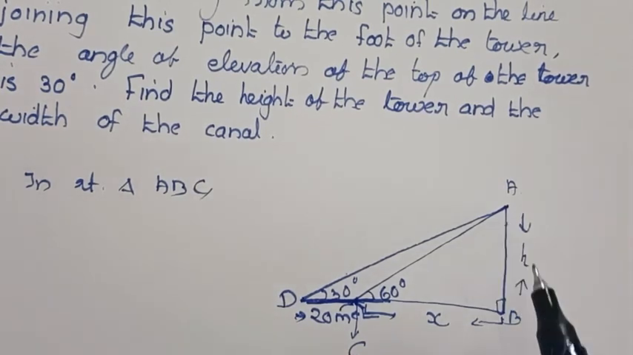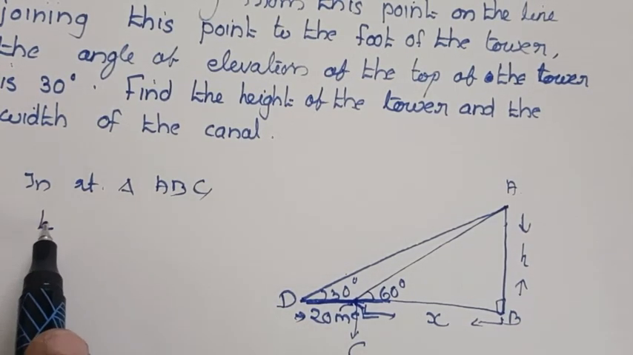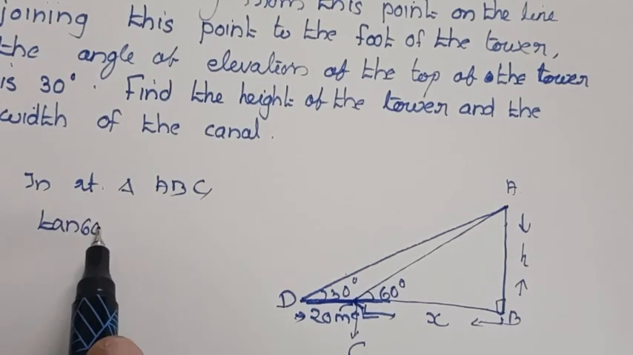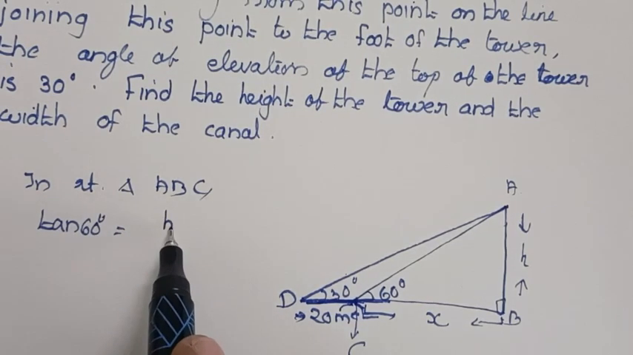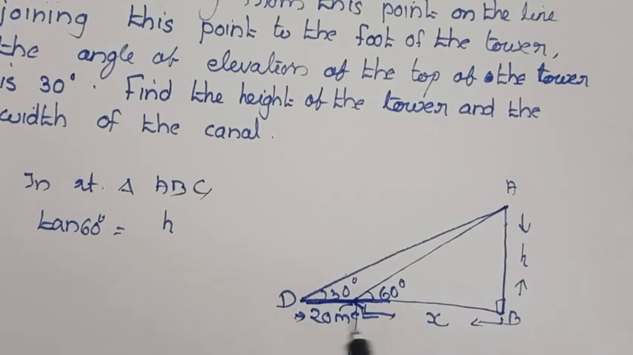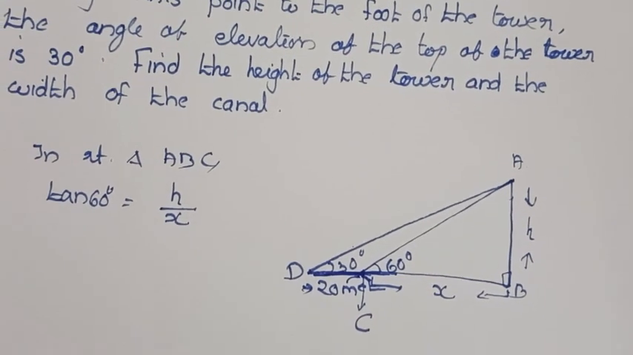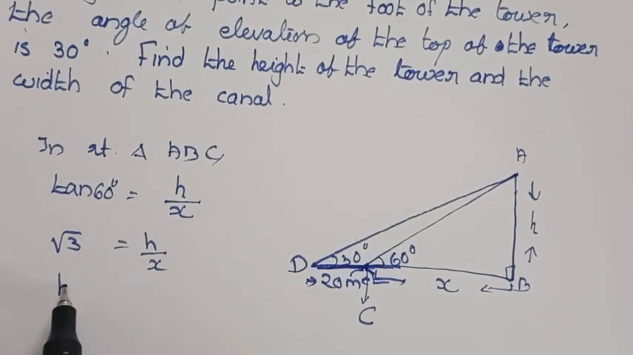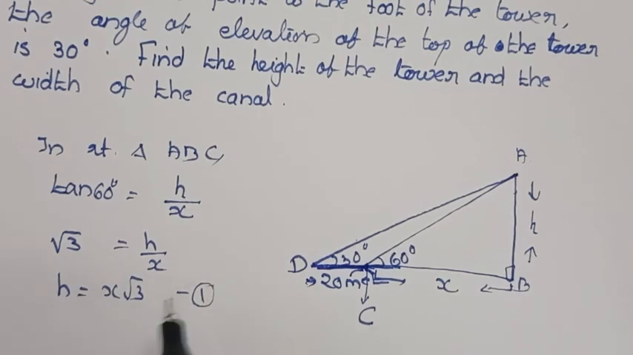In right triangle ABC, take tan 60 degrees. Tan 60 degrees is equal to the opposite side h by the adjacent side, which is the width of the canal, that is h by x. But we know that tan 60 is equal to root 3. Root 3 equals h by x. From that we get h equal to x root 3. Number this equation as 1.